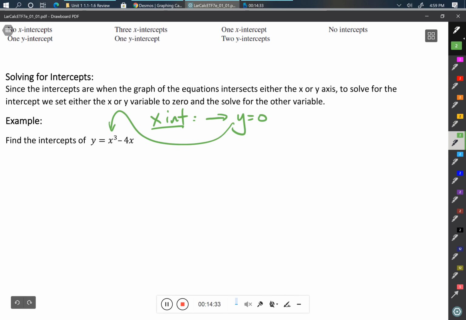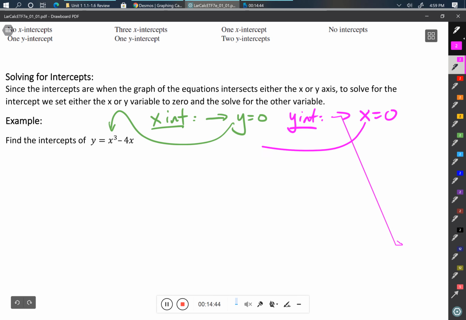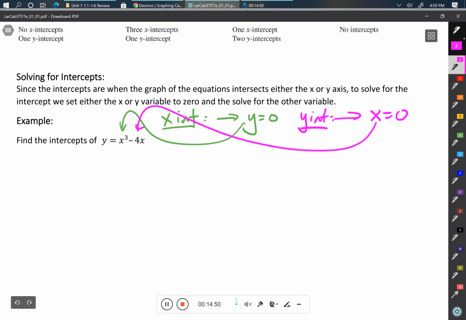If I'm looking for a y-intercept, well, what does that mean? Well, y-intercepts are where it crosses the y-axis. When it crosses the y-axis, that means that x is equal to 0. So I'll put x in there as equal to 0, and then we'll figure out what happens from there. So what we're really looking at here is trying to develop an algorithm or an approach that will find us these intercepts. So let's go ahead and find these intercepts.